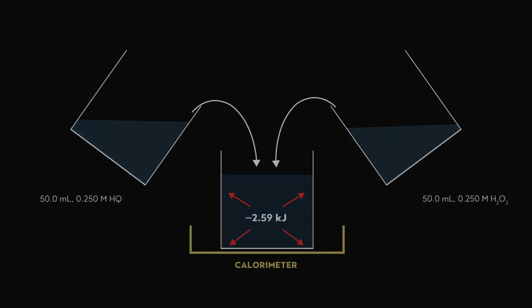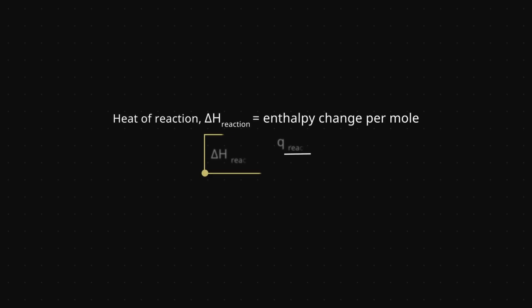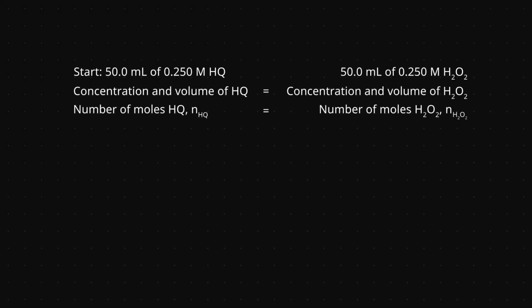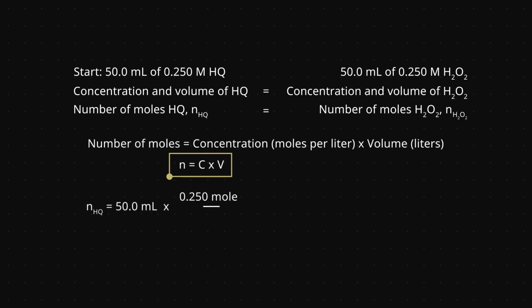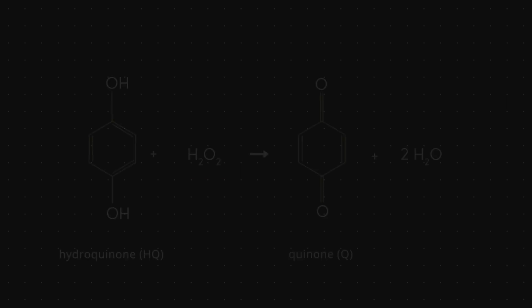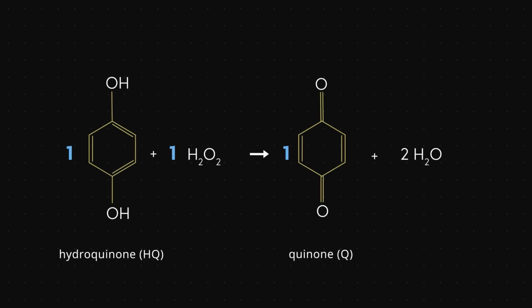But our value is only for this specific experiment, and we chemists report heats of reaction on a per mole basis. Hydroquinone and hydrogen peroxide have the same concentrations and volumes. So, they have the same number of moles, which are 0.0500 liters times 0.250 molar equals 0.0125 moles. In this reaction, 1 mole of hydroquinone reacts with 1 mole of hydrogen peroxide.